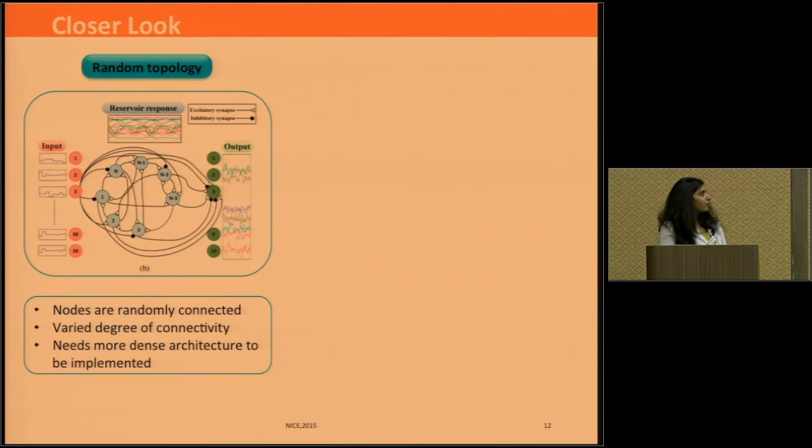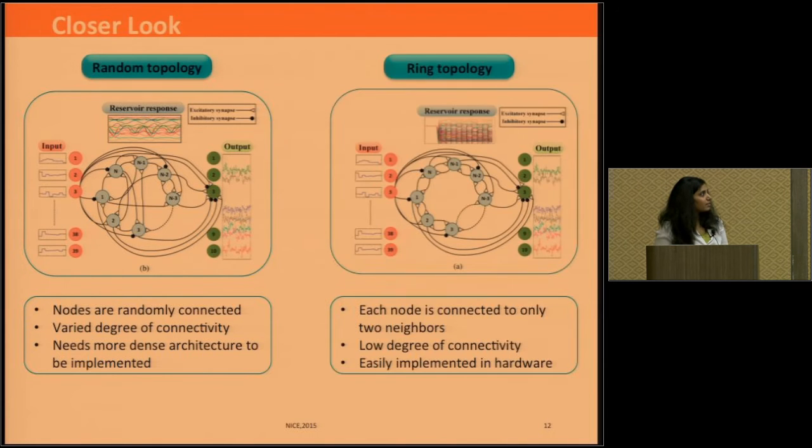So, a closer look at the hardware. That was a model that we used at a high level, but looking at the hardware itself, we started off with the topology. What are the topologies we want to look at? We use two different topologies in this design: one is a random topology, the other is a ring topology. So the random topology, as the name suggests, the nodes are randomly connected with varied degrees of connectivity.